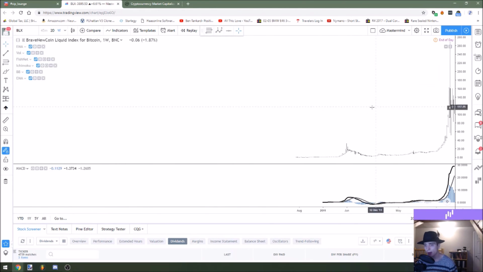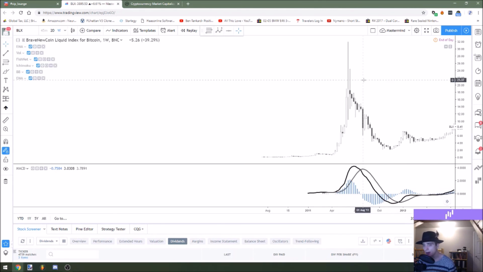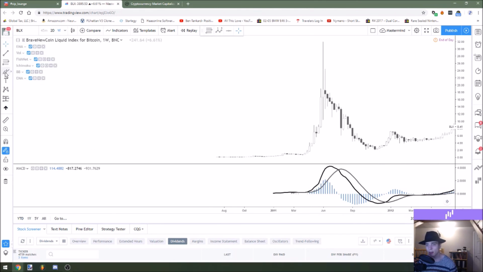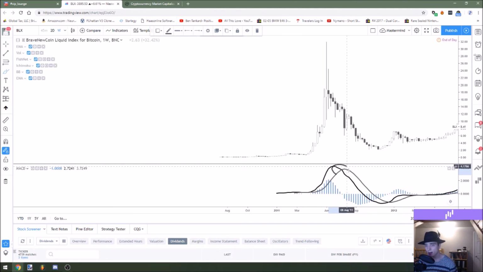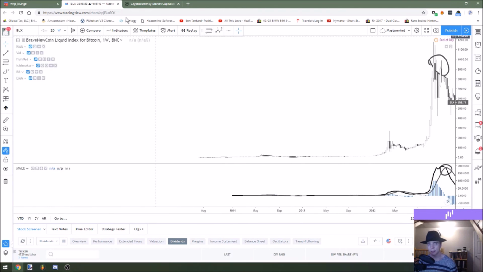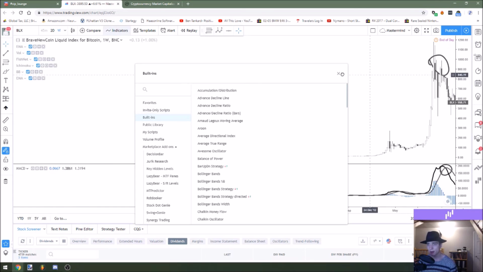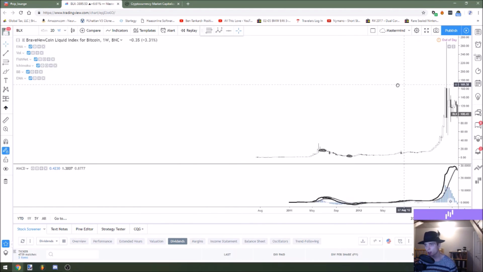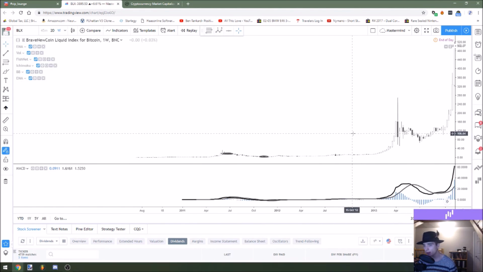You could even go back to this mini cycle right here that happened, and you'll see very clearly that the MACD crossed right here. This was near the top of the market, and then you got a bullish cross down here near the bottom of the market. The MACD works better on bigger time frames, and you can add it by just clicking on indicators and typing in MACD right here, and it'll drop down on your chart. It's a very useful tool, one of my favorites.